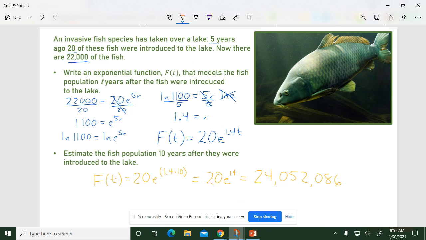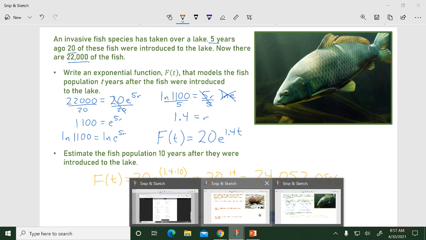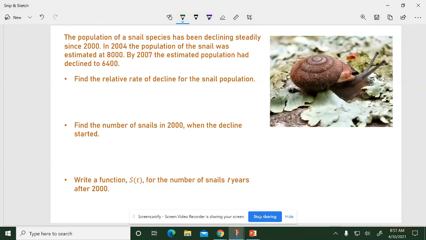So next one I want to do is similar, but a little bit different. There's one more wrinkle added in here. Here we have this endangered snail species. Its population has been declining since 2000. In 2004, the population was 8,000. And by 2007, the population was 6,400.